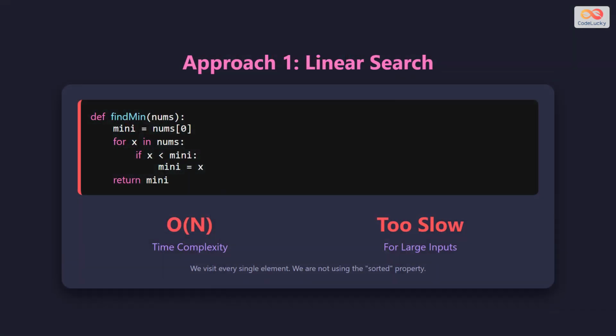The most intuitive approach is to just iterate through the entire array and keep track of the smallest number we have seen. While this gives the correct answer, it takes linear time, or big O of n, for very large arrays. This is not efficient enough to meet our constraints.